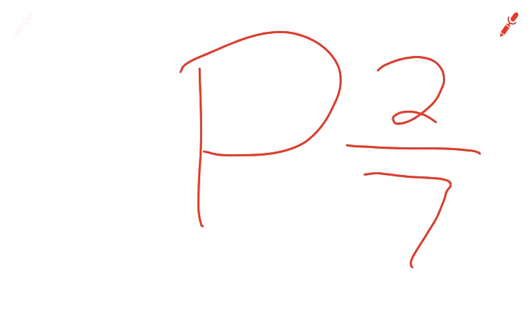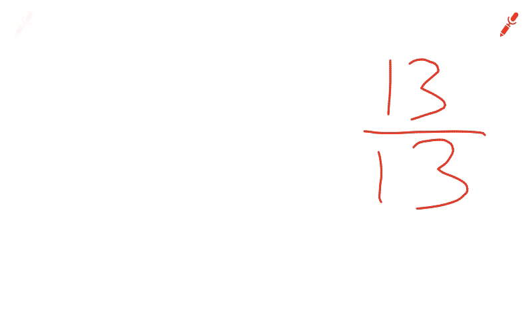Next one, 2 over 7. Bigger number on top? Nope, smaller number on top. So now we're talking proper. Next one, 13 over 13. Remember we had this earlier when we had 5 over 5. When you have the number over itself, it is improper.